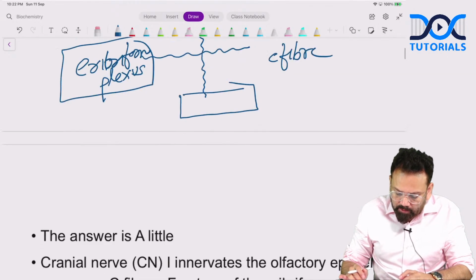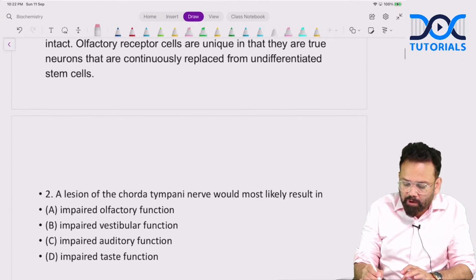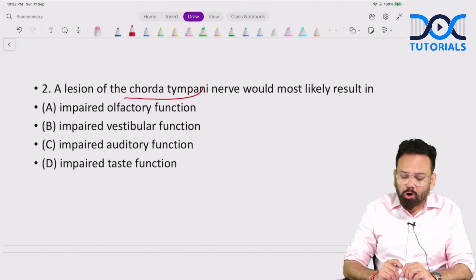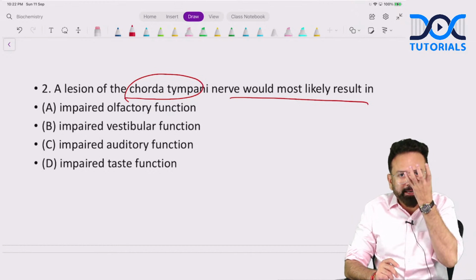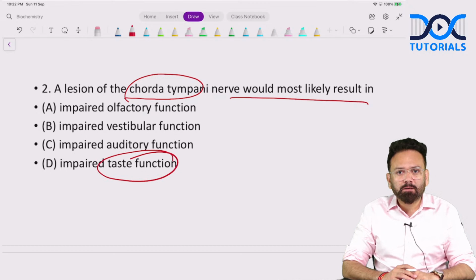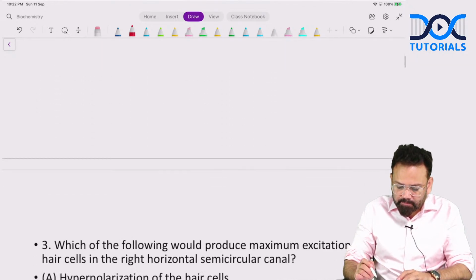Okay, second question. A lesion of the chorda tympani nerve will most likely result in what? Chorda tympani takes taste from the anterior two-thirds. So it is taste. Chorda tympani is taste. So answer will be impaired taste function.